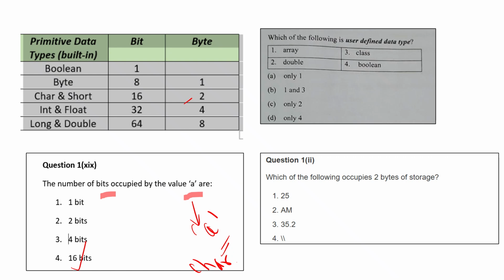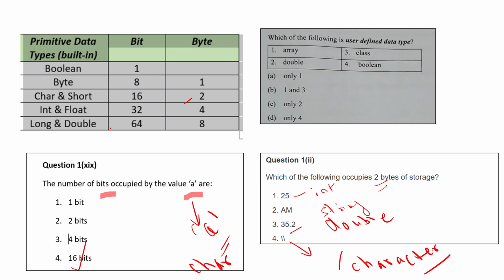Now, which of the following occupies 2 bytes of storage? We know 2 bytes are occupied by char and short. Here 25 is an int, AM is 2 characters, so it is a string, 30.35.2 will be a double, and this backslash is an escape character, so this is a character. Character occupies 2 bytes, so your answer should be this 4. Hope you have understood this.